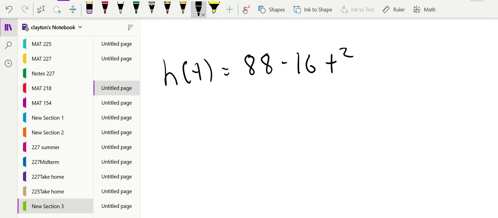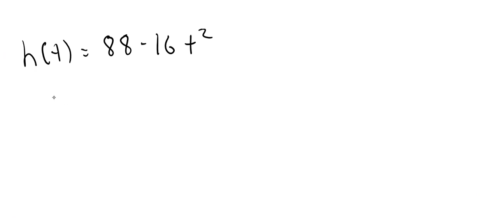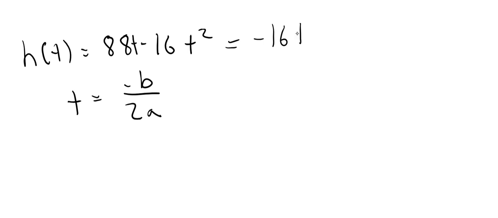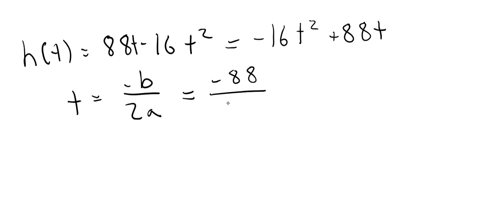And so we're back to the usual of let's go find the vertex. Well, in this case, our t value, again, is negative b over 2a. Oh, there's a t here, by the way. Now just be careful. I'm going to rewrite this so it's in the correct kind of format that's helpful for us. And so in our case, our negative b here is negative 88. And then this is 2 times negative 16.